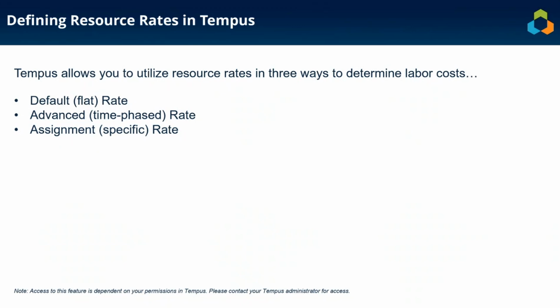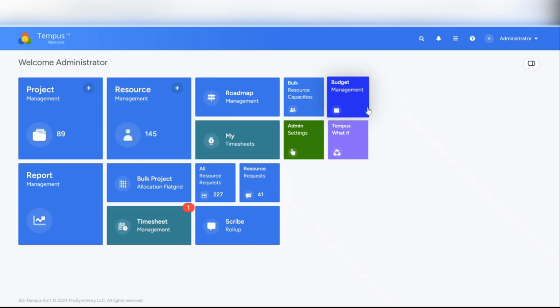Today, we'll look at how to define resource rates in Tempus. Tempus is going to allow you to define your rates in one of three ways to determine your labor costs. So we'll look at how each is utilized. The first is going to be a default rate, which is your flat rate. The next is going to be your advanced rate, which is a time-phased rate. And the next is going to be an assignment rate, which is assignment specific. So let's jump in. I'm going to go over to Tempus.